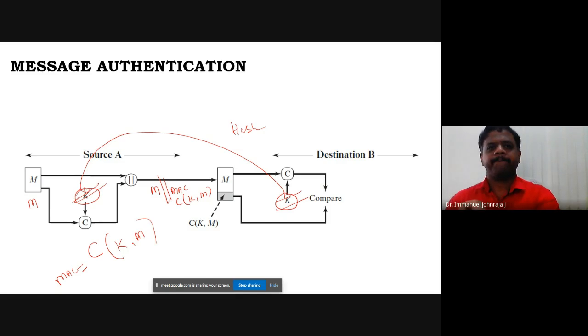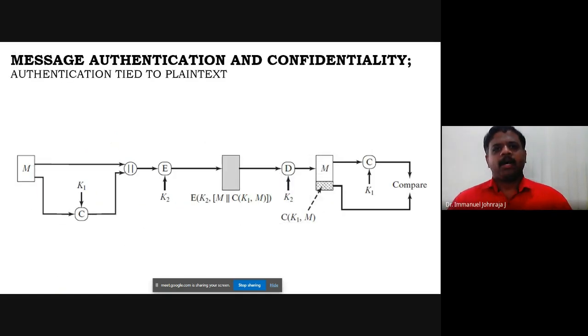Right. So how is message authentication and confidentiality achieved? Simple, go for encryption. Your confidentiality is achieved by encryption. Your authentication is achieved by the message authentication code, or checksum calculation. So take the message, go for checksum calculation, append it, encrypt it, then send it.